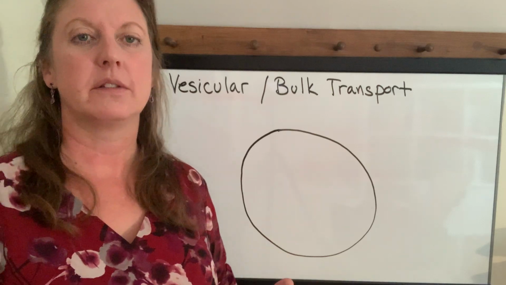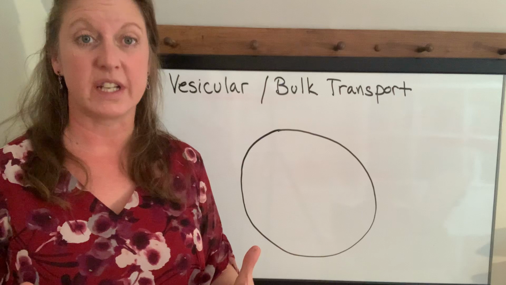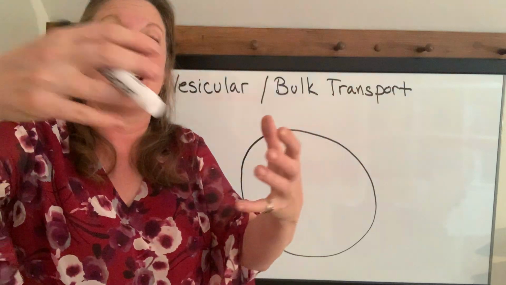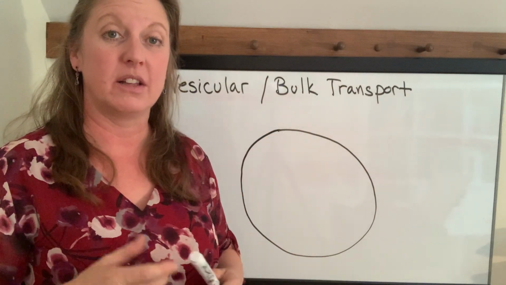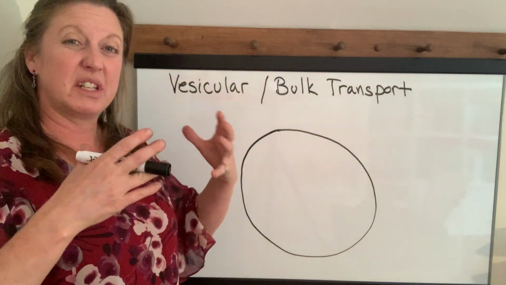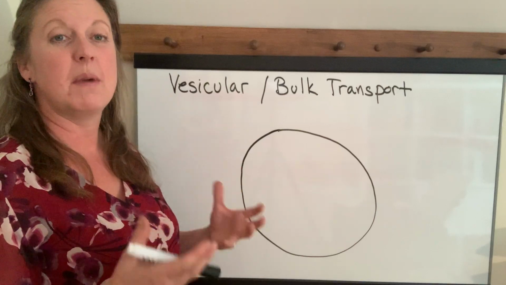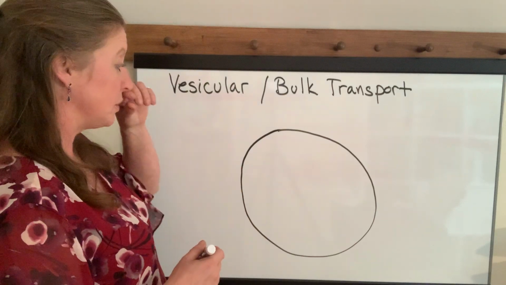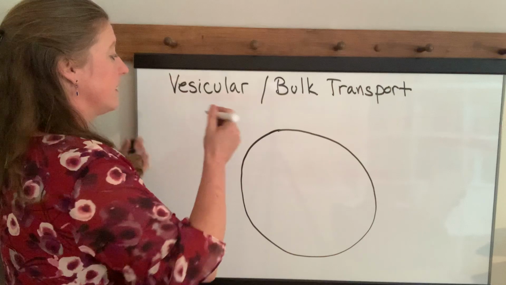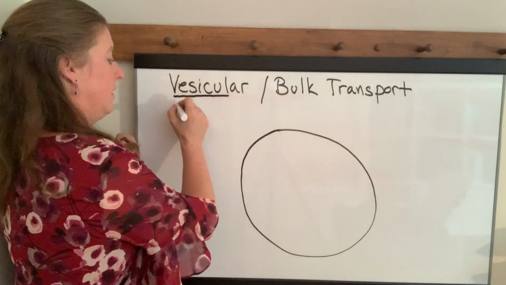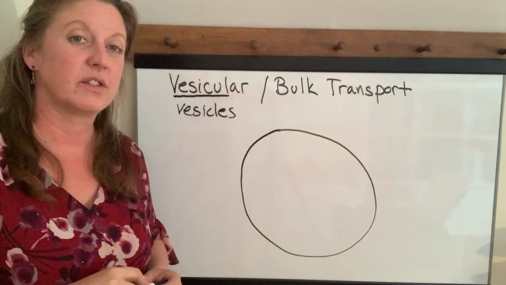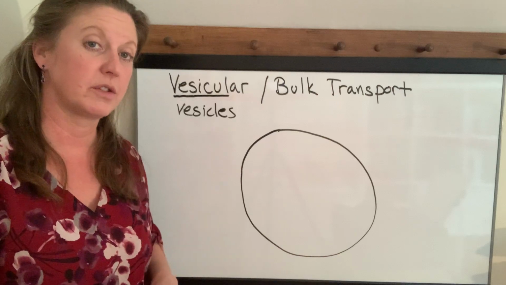But sometimes the cell needs to move things that are rather large, like whole proteins that are being secreted. Or in the case of some white blood cells, they actually bring in a whole bacterium and kill it and digest it. So the cell has to have some way to move things that are really too big or too numerous. There are just so many that it wouldn't make sense to use a channel or a transporter. So for this, cells use vesicles. But they have to have a way to move things using these vesicles without causing the membrane to rupture.